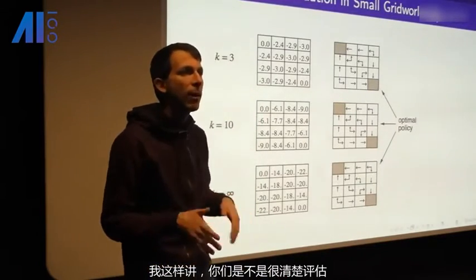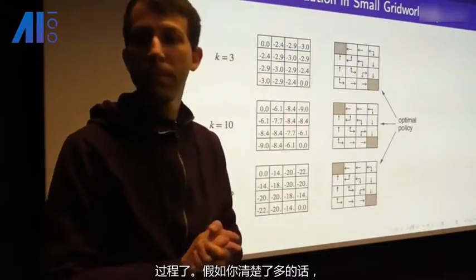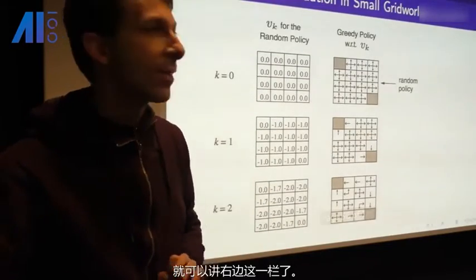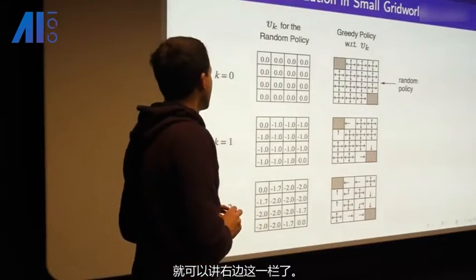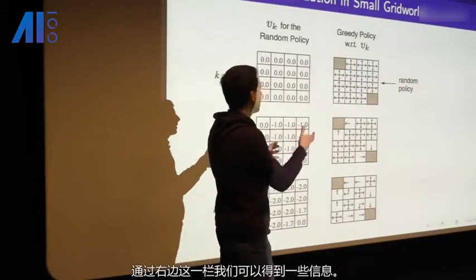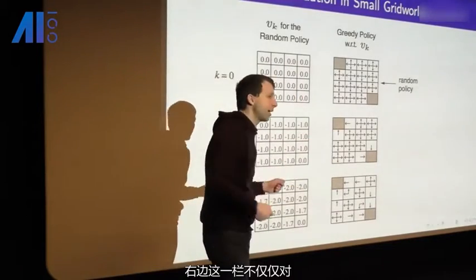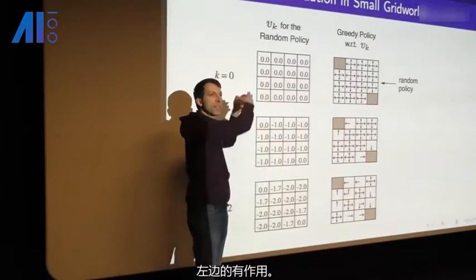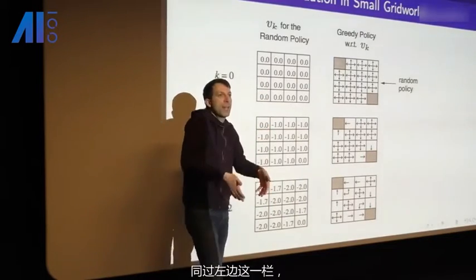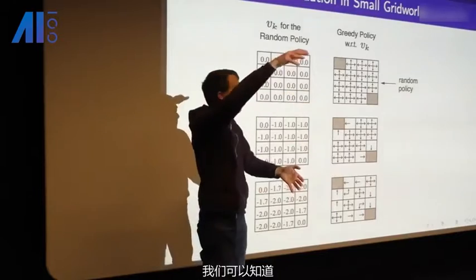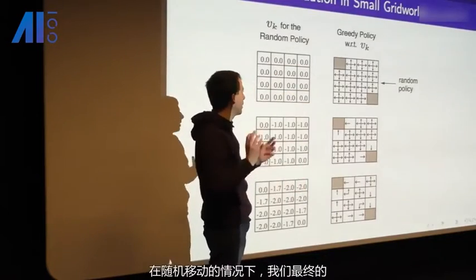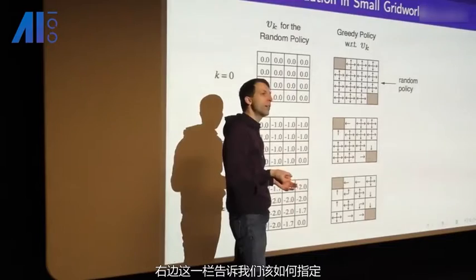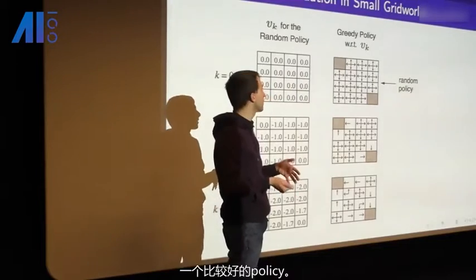Is that clear, this process of iterative evaluation? So now, if that's clear, we can talk about the right-hand column. The right-hand column is just for information now. It's telling us that not only has this been useful because it's been an iterative process that tells us how much reward we're going to get when we wander around randomly, and we've figured that out by an iterative process that converges on the true value function. It also tells us how to make a better policy.